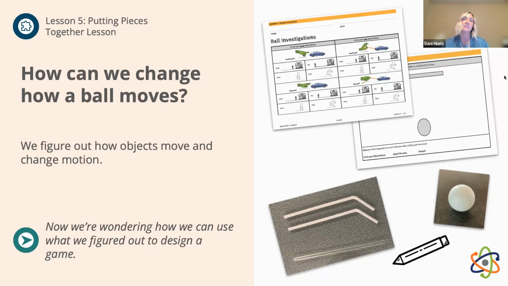The students figure out that a small push or pull causes the ball to move slowly and stay near. A big push or pull causes a ball to move fast and far. When the ball collides with the straws, its motion changes, and there are many objects we move using pushes and pulls. So now students are wondering how we can use what we figured out to design a game.